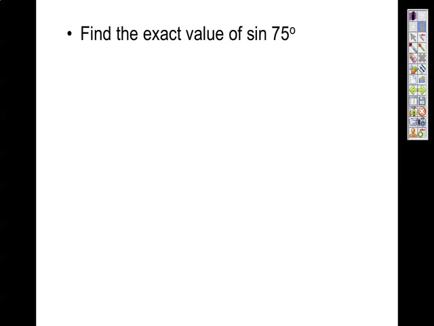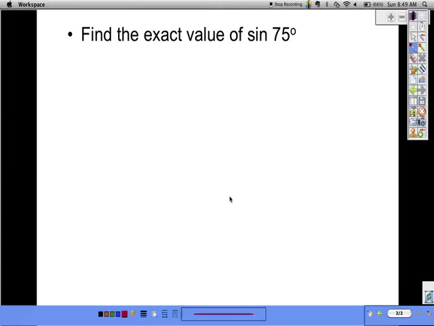We can also use these sum and difference identities and double angle identities to find exact values for trig functions that aren't one of those nice unit circle type angle measures. 75 is not one of these special triangles that we have from geometry, but we can think of 75 as being 30 plus 45. And those are two angles that we know sine and cosine values for.